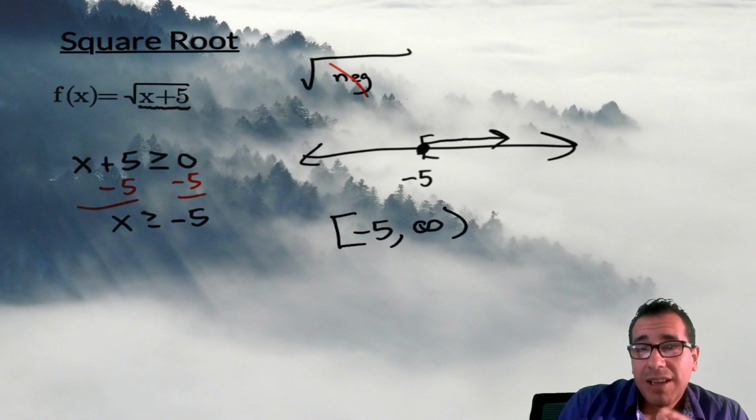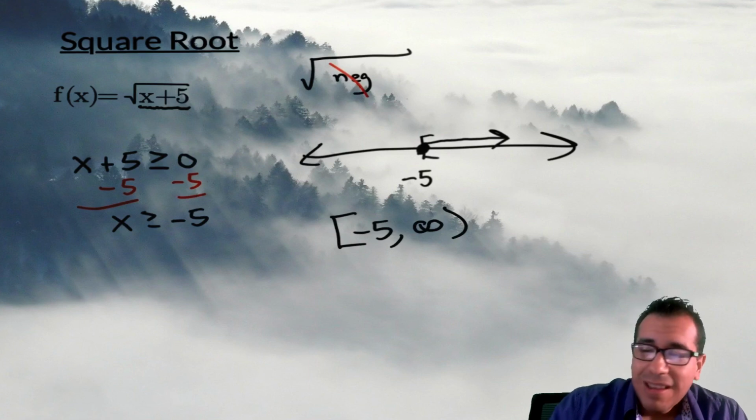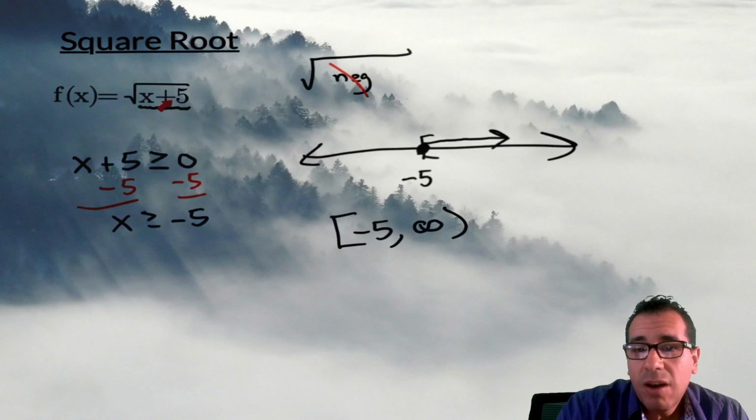So again, when you're looking at square roots, make sure that you take the square root of whatever's on the inside, and we call that the argument.